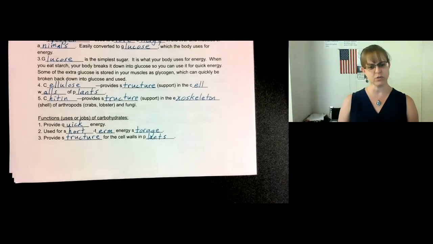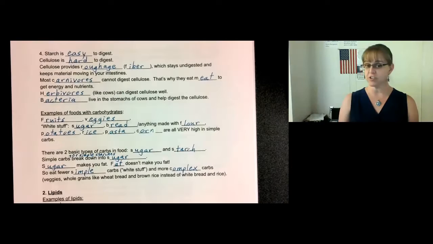So what are carbohydrates used for? First of all, they provide quick energy. That's why athletes will often eat a meal with lots of carbohydrates before they play a game, because they're trying to do carb loading, storing up that quick energy that they plan to use very soon when they play their sports game. Carbohydrates are used for short-term energy storage, and they provide the structure for the cell wall in plants, as we've already learned. Starch is very easy for you to digest, but we humans have a very difficult time digesting cellulose.